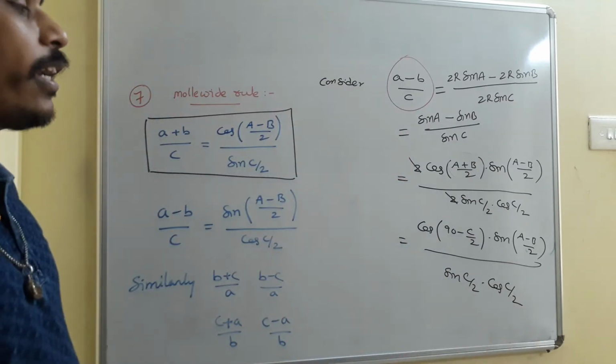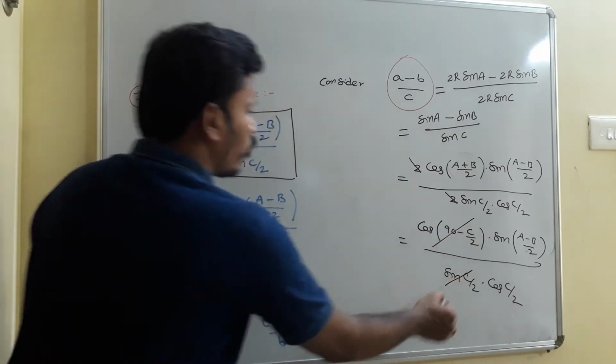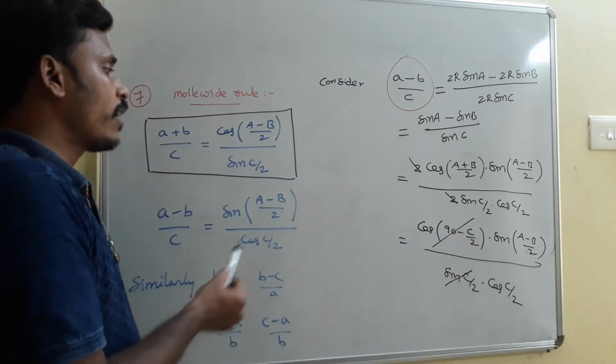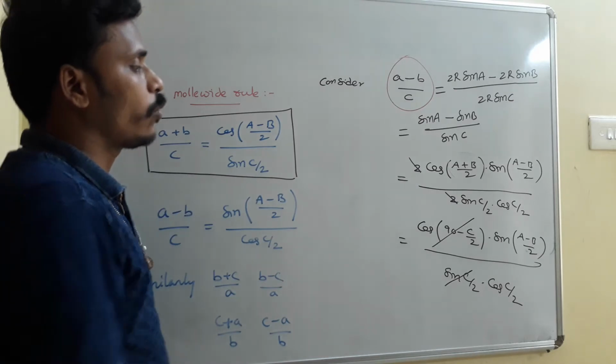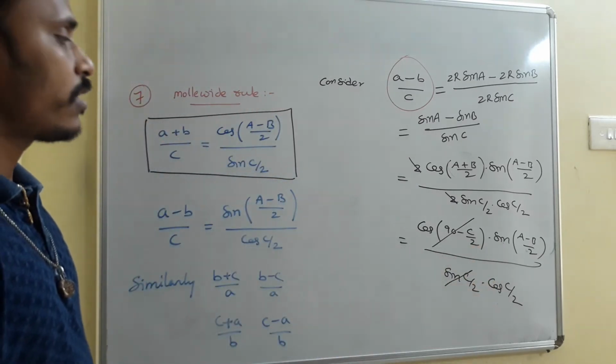See, cos(90 − c/2) is just nothing but sin(c/2). Sin(c/2) and sin(c/2) get cancelled. Then at the end, (a − b)/c is equal to sin((a − b)/2) divided by cos(c/2).